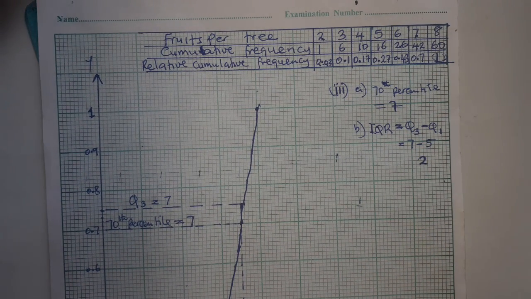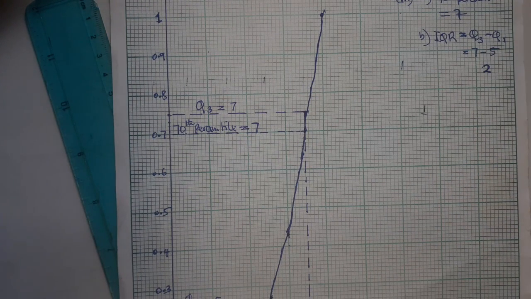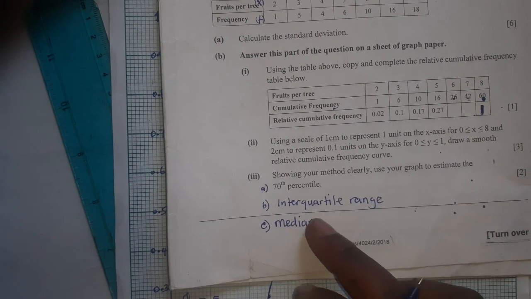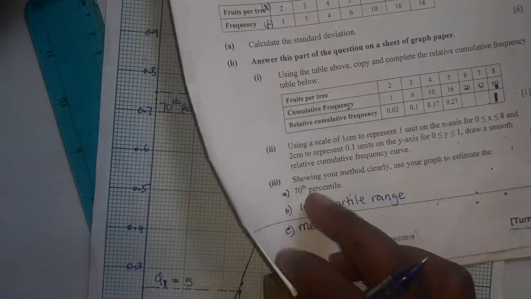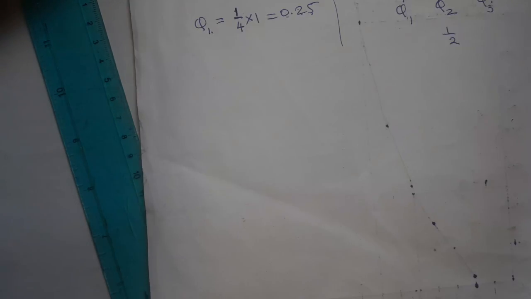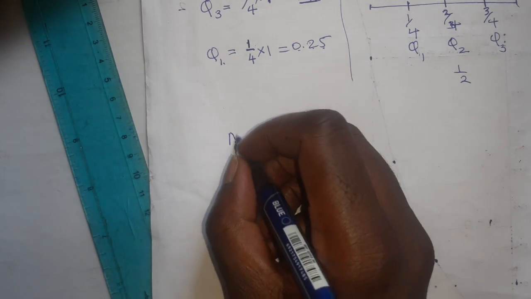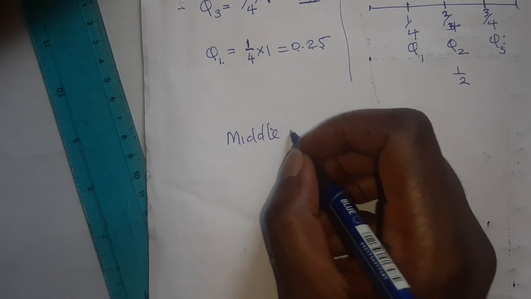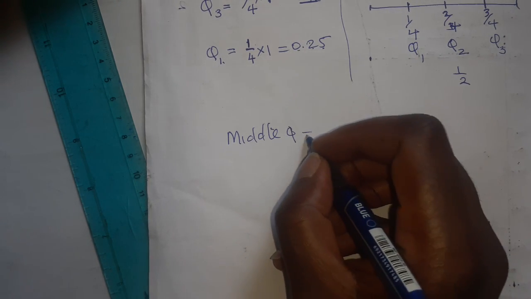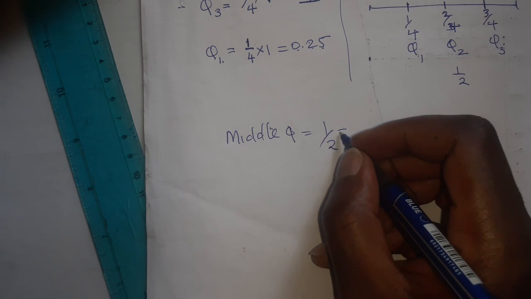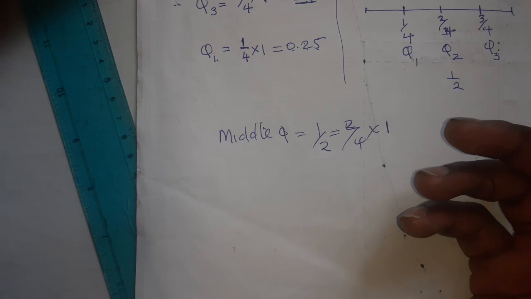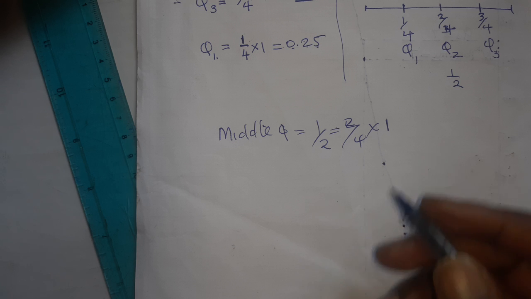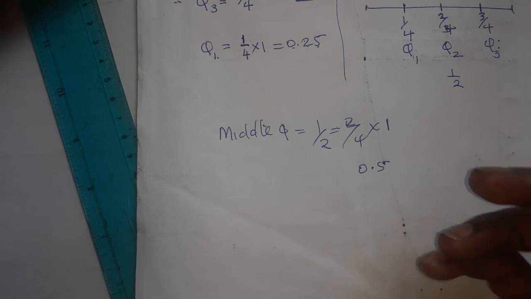And we have the last question, which is something that I also just added. The median. I may not need to write it here. The median is just like the middle quartile. The middle quartile is the same as the median. So this is supposed to be 1 over 2, which is the same as 2 over 4 of the total, which is 1 in this case, because we're dealing with a relative cumulative frequency. So what is this going to give you? It will give you 0.5.